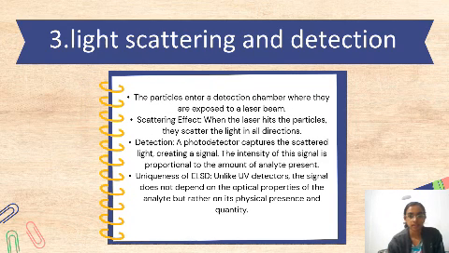The third part is light scattering and detection. The particles enter the detection chamber where they are exposed to a laser beam. Scattering effect. When the laser hits the particles, they scatter the light in all directions. Detection. A photodetector captures the scattered light, creating a signal. The intensity of the signal is proportional to the amount of analyte present. Uniqueness of ELSD. Unlike UV detectors, the signal does not depend on optical properties of analytes, but rather on their physical presence and quantity.